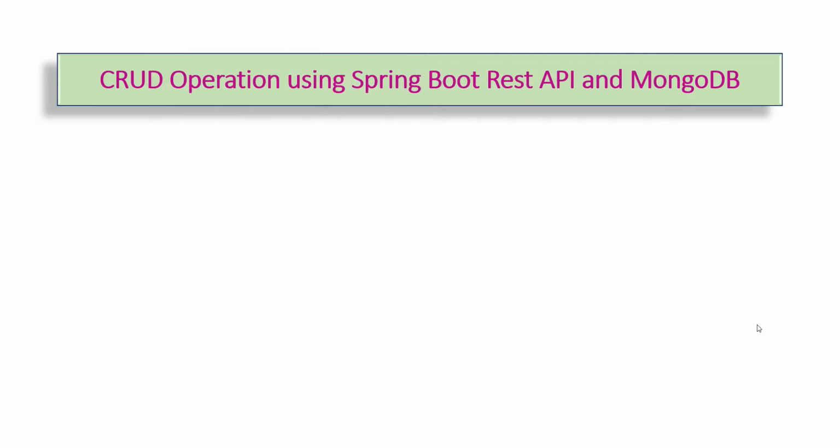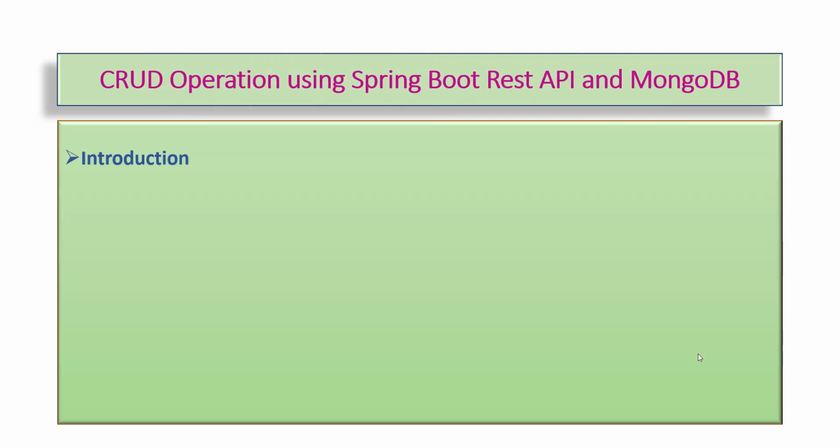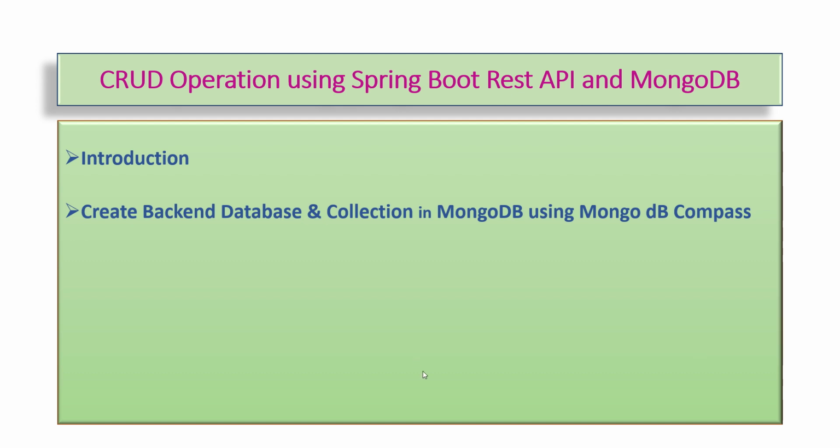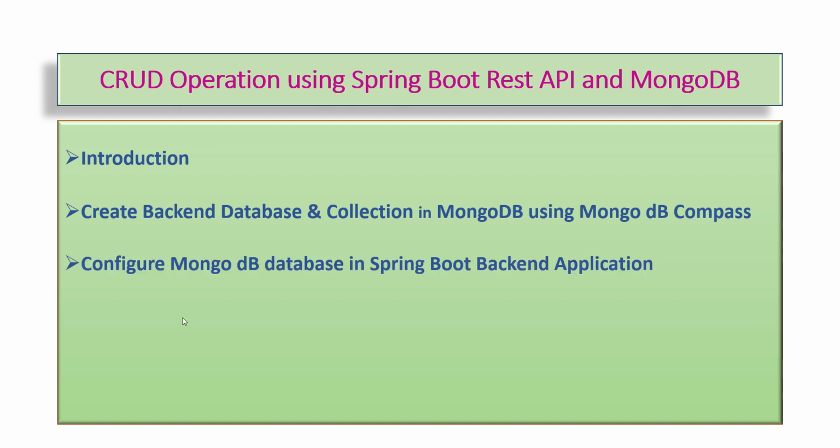The points which we are going to cover in sequence are: first we will see the introduction. Next we are going to create a backend database and collection in MongoDB using MongoDB Compass. MongoDB Compass is a graphical user interface for the MongoDB database. Next, we are going to configure our MongoDB database related attributes in our Spring backend configuration, which is the application.properties file.